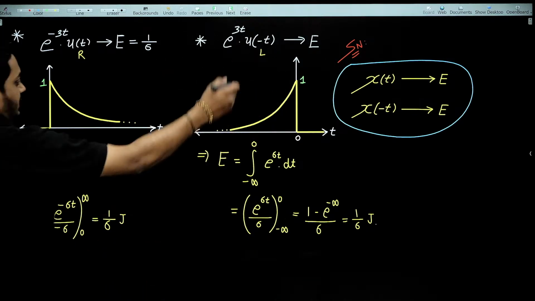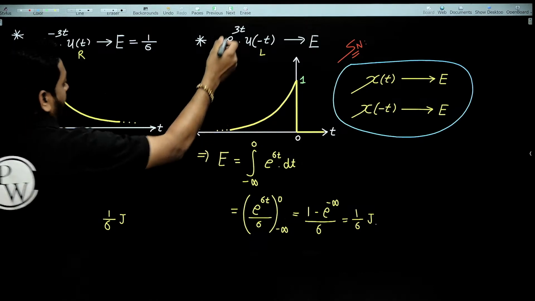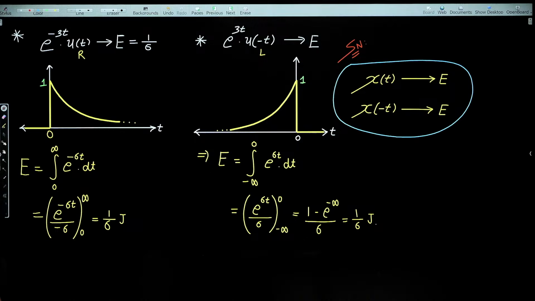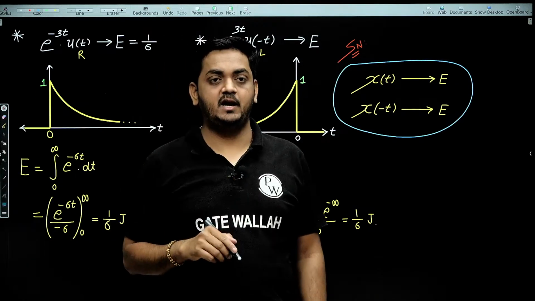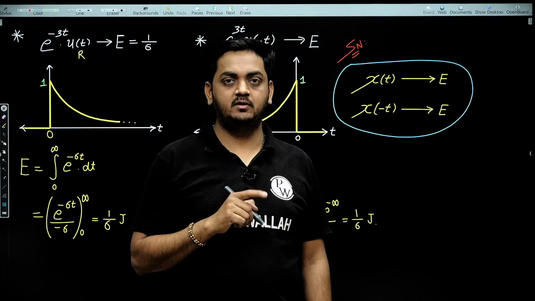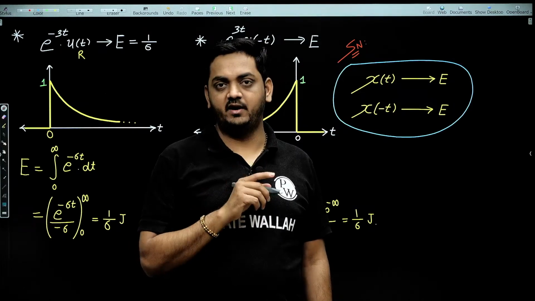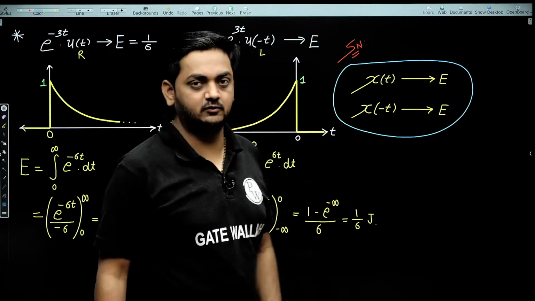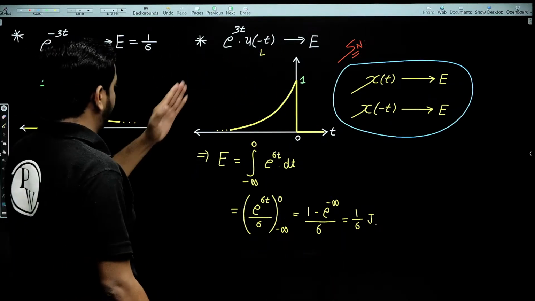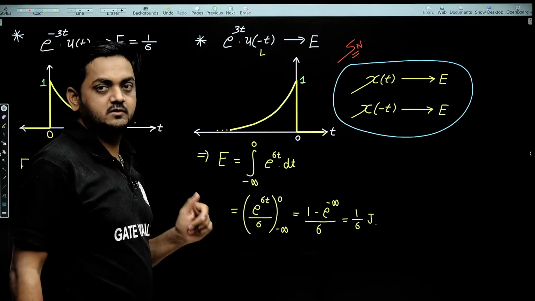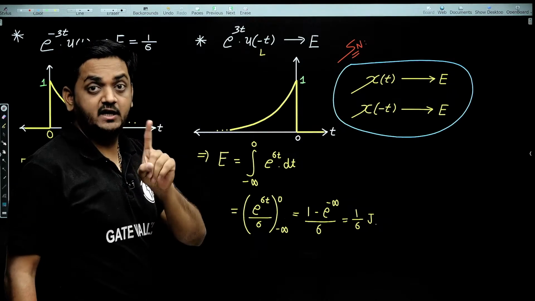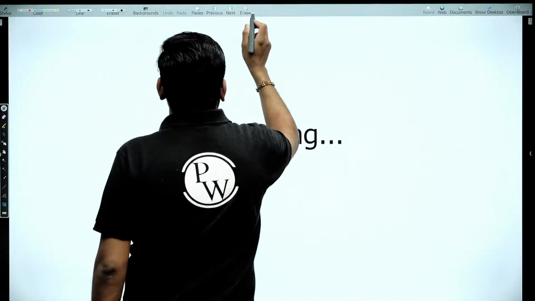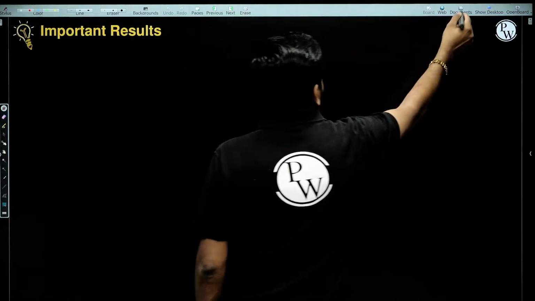So if it is left side decreasing, the energy will be 1 by 2 into 3 guys. If it is right side decreasing, then again energy will be 1 by 2 into 3. Remember this thing, energy cannot be negative. Energy cannot be negative, it can be positive or it can be infinite. So energy E should be greater than 0 guys. Either it is right side decreasing or left side decreasing, energy will always be 1 upon 2A, where you have to consider the magnitude of A. So time reversal operation doesn't alter the energy of the given signal.